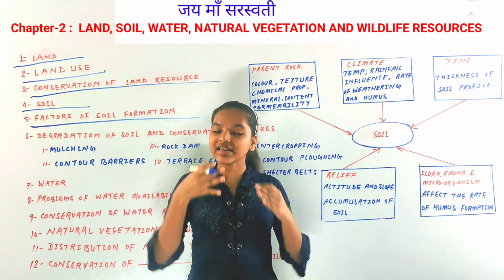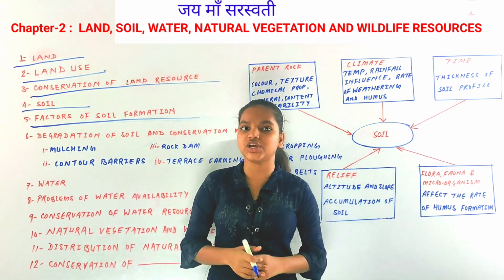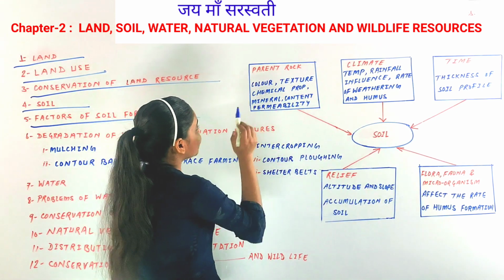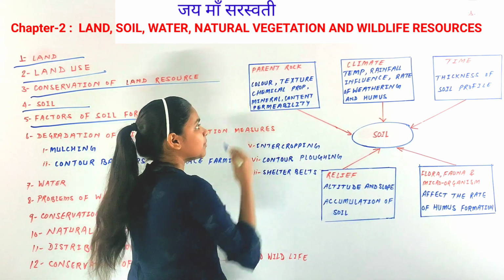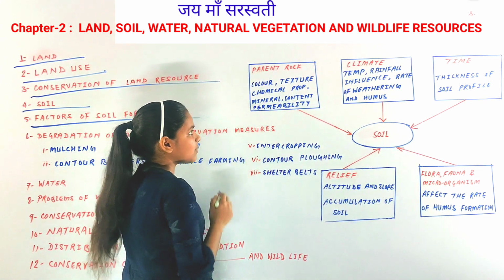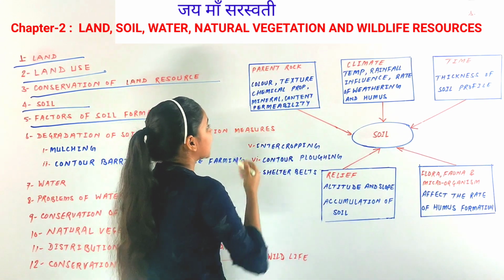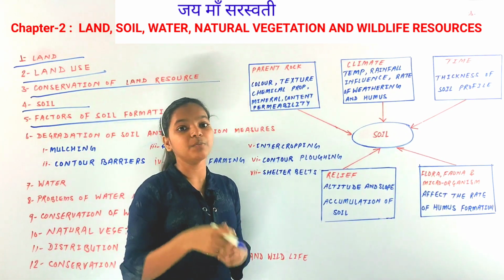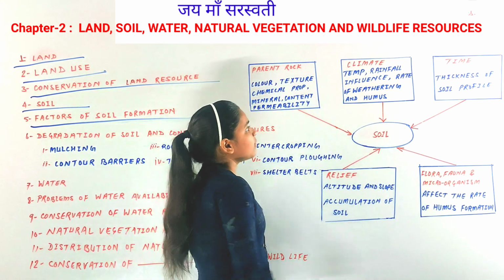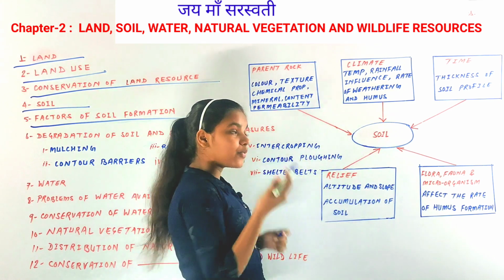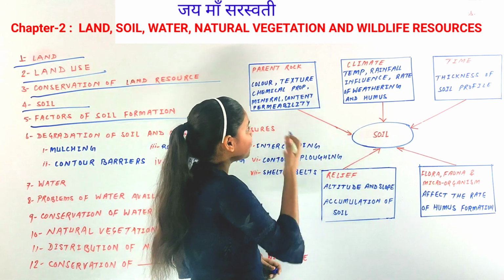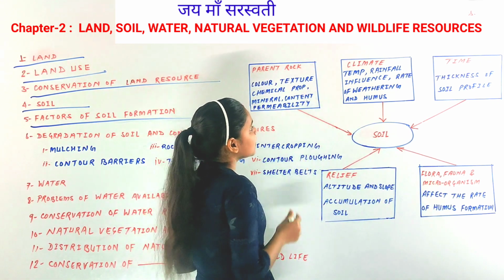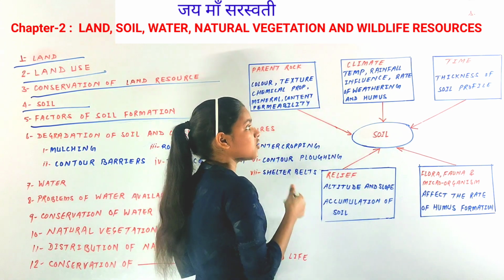So if we talk about parent rock, it determines the color, the texture, the chemical properties of soil. It also determines minerals, contents and permeability. So these are all the things that are determined by parent rock. Now if we talk about climate, it determines the temperature of soil, the rainfall influence, rate of weathering and humus. Now if we talk about time, it is for the thickness of soil profile.